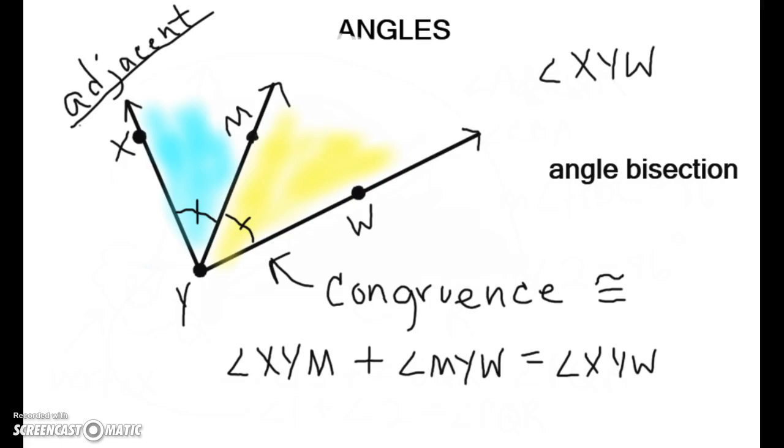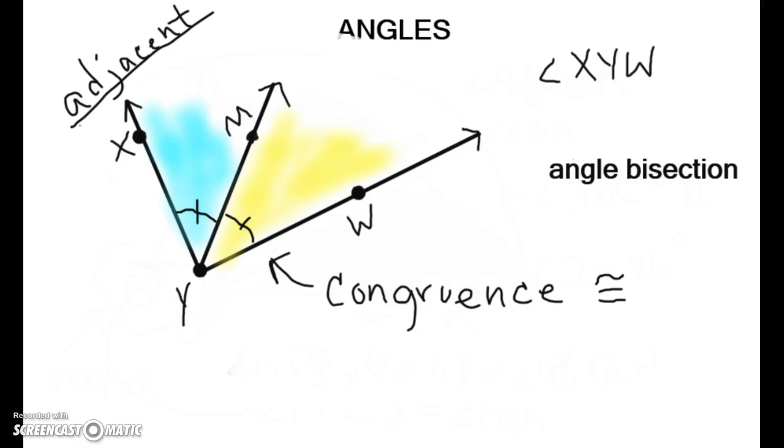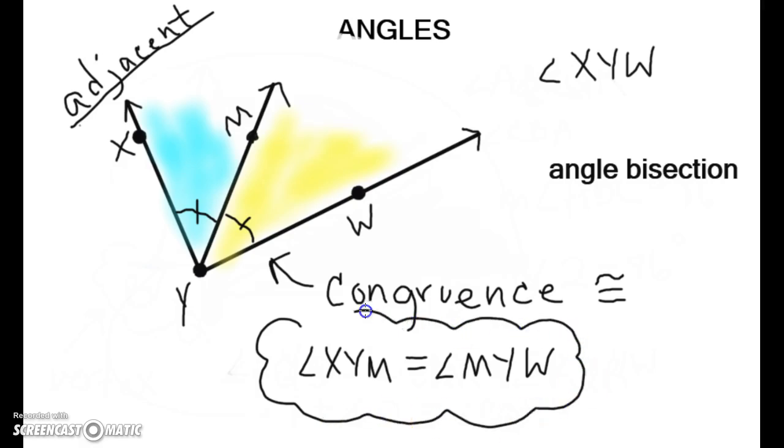But the really special thing that happens when you have that third line segment that goes right up through the middle, just like with line segments, is that the blue one, angle XYM, is equal to angle MYW. And we could do the blue plus the yellow equals the big one. But this is the big deal when you have angle bisection going on. It's very important.